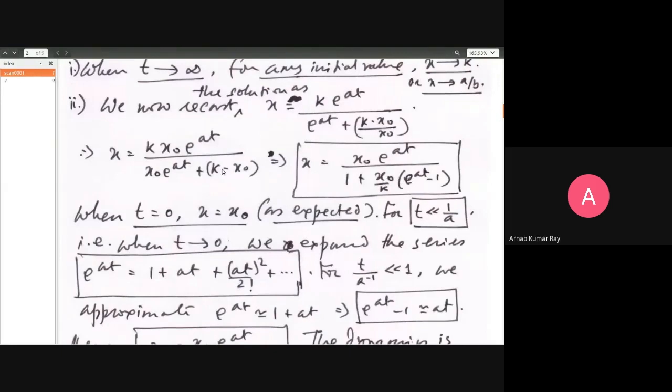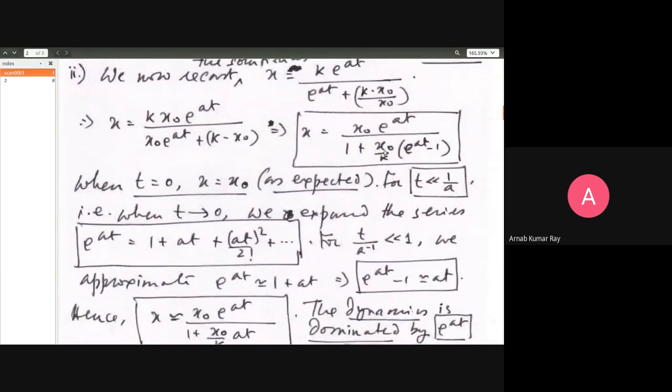Once I have done that, I have divided both the numerator and the denominator by k, and so the numerator will be x naught e raised to at, and the denominator will be 1 plus x naught by k into e raised to at minus 1. This is the final integral solution, where k, of course, is equal to a by b.